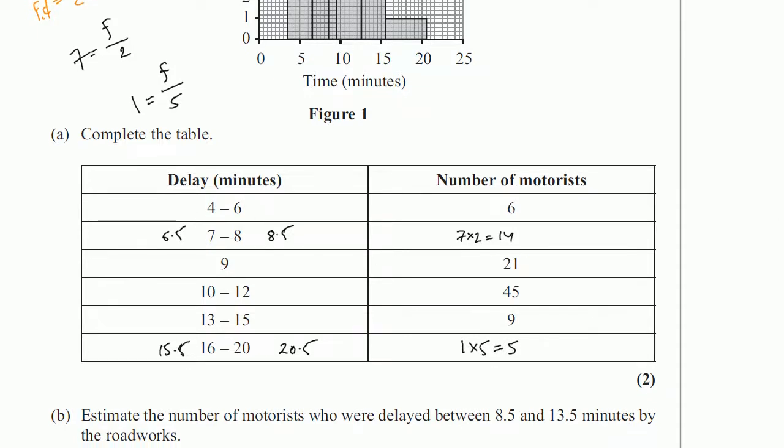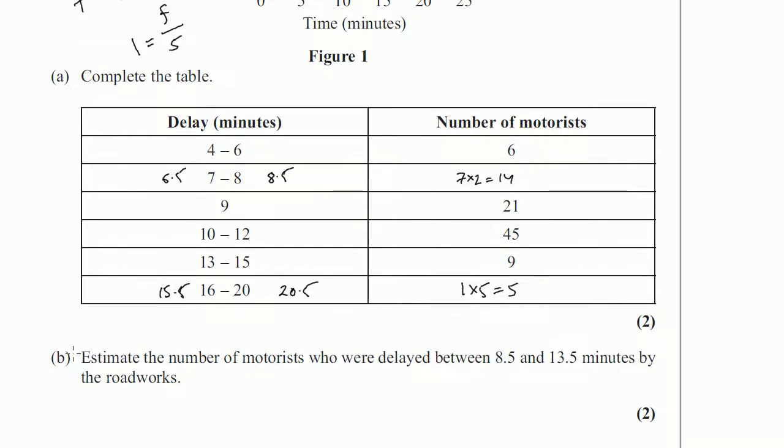In question B, what we have to do here is estimate the number of motorists who were delayed between this and this. That means we have to find the area. The area is the frequency when they're proportional. Remember, area equals K times frequency. So when we find the area, we have to find the value of K most of the time. But here, since this is only 2 marks, we can assume that we don't have to go through the trouble of finding the value of K. We just assume K to be 1.